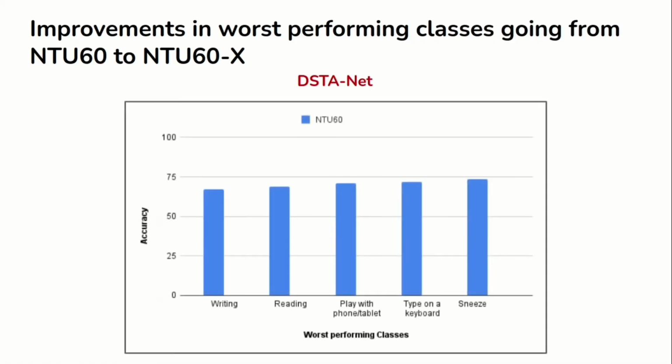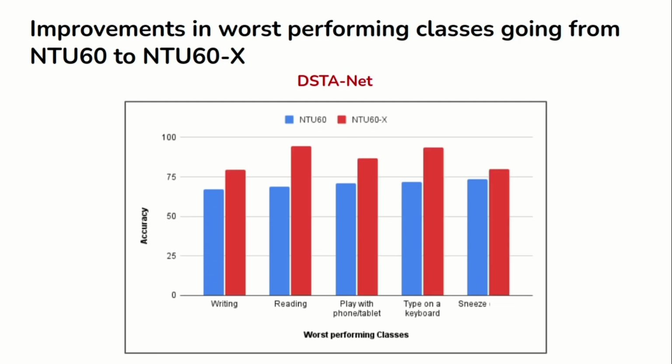Analysis of the worst performing classes of the NTU60 dataset for DSTA-Net also reveals the advantages of our NTU60-X dataset. This bar plot shows the per class accuracy of the worst performing classes of the original NTU60 dataset. As we have observed before, most of these classes involve finger level movements. Now when we analyze the accuracy of these classes for our NTU60-X dataset, we can see significant improvements. This shows the importance of finger level joints and the importance of datasets like NTU-X.